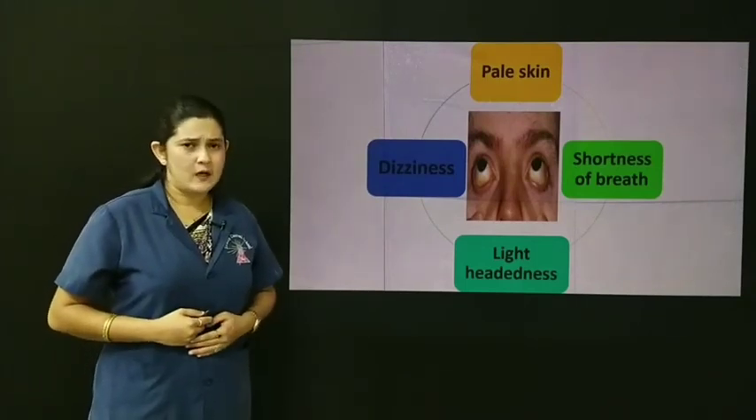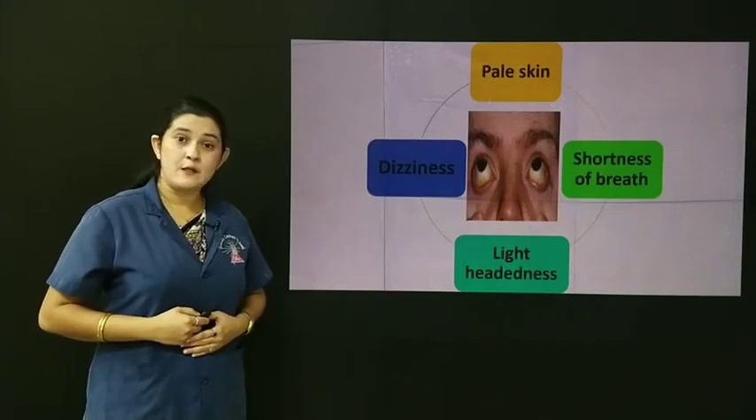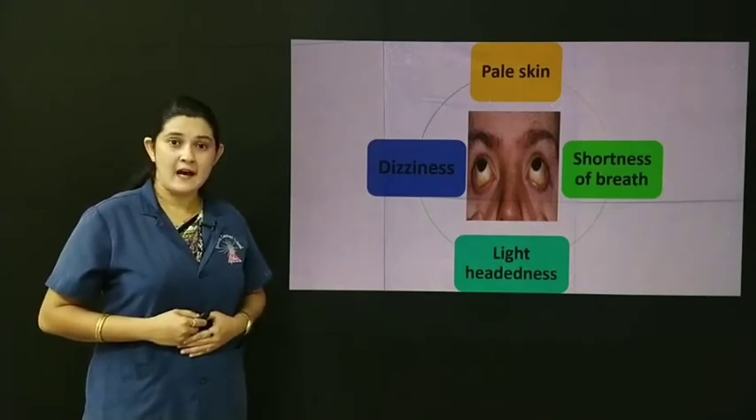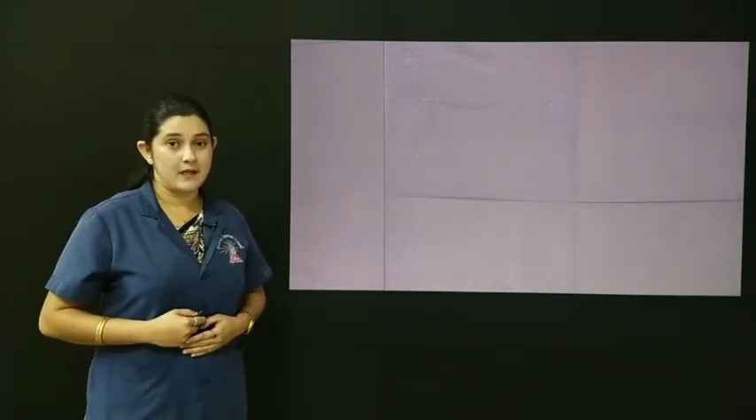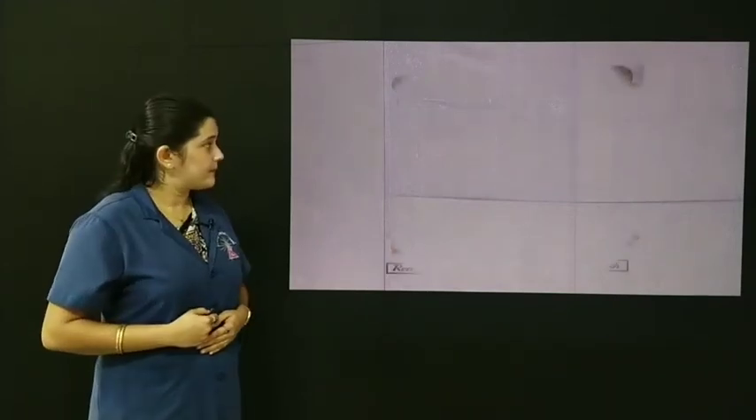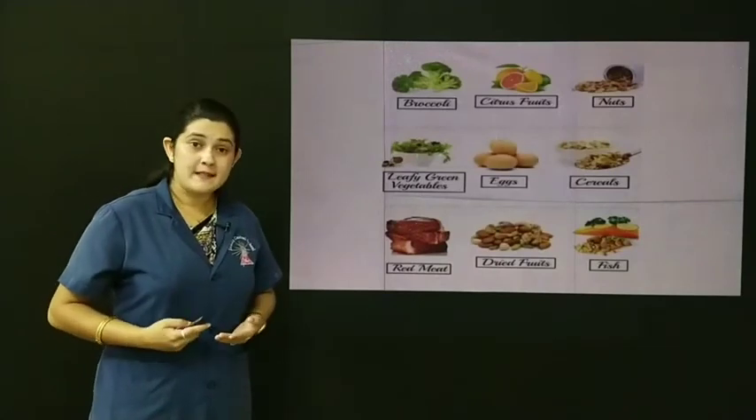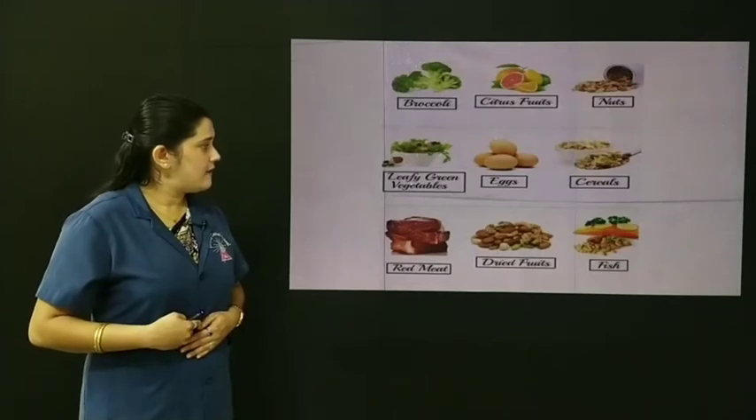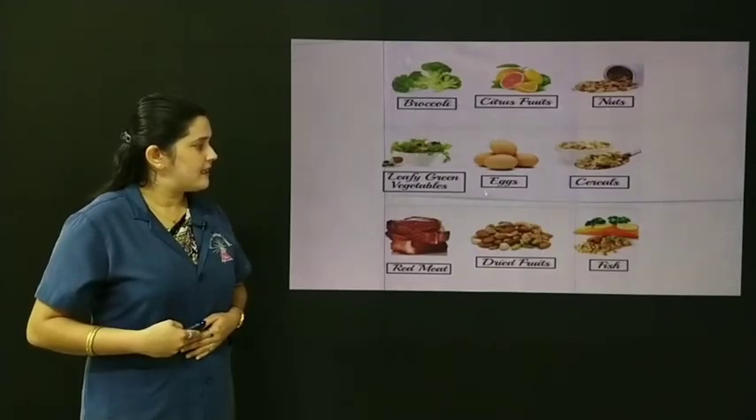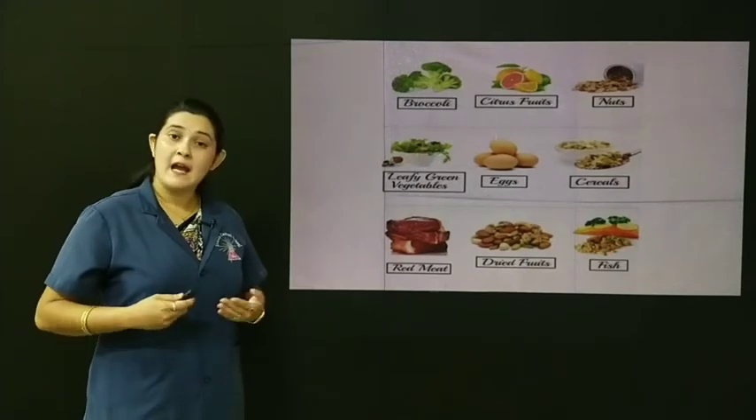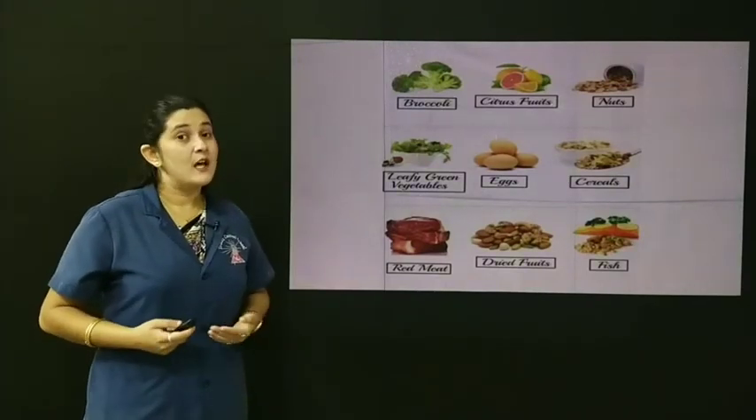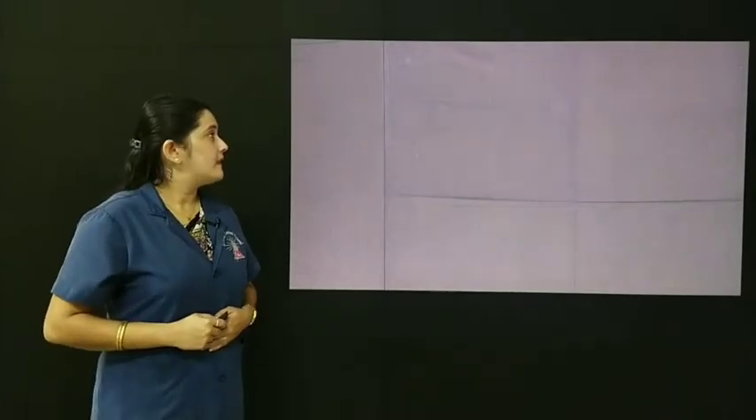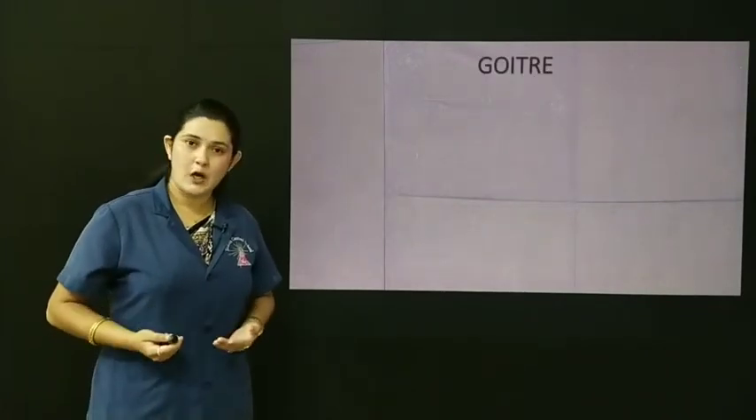How is anemia caused? It is caused due to the deficiency of iron. So, the person who is suffering from anemia has to eat the food that is rich in iron. So, the person has to eat citrus fruits, nuts, leafy green vegetables, eggs, dry fruit, fish and so on, that is rich in iron.